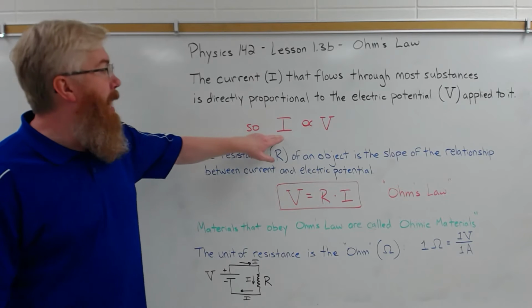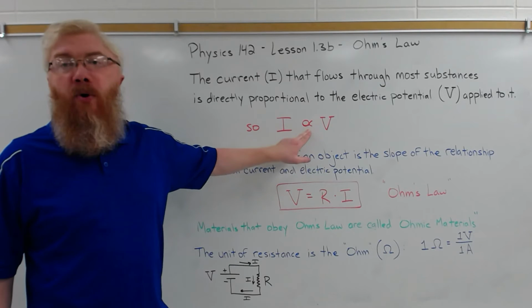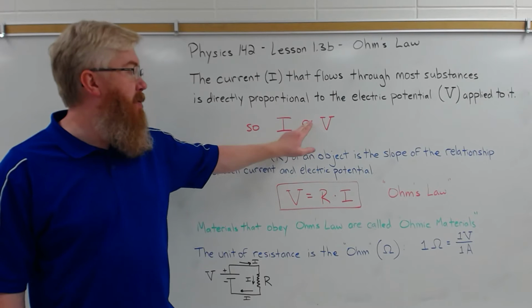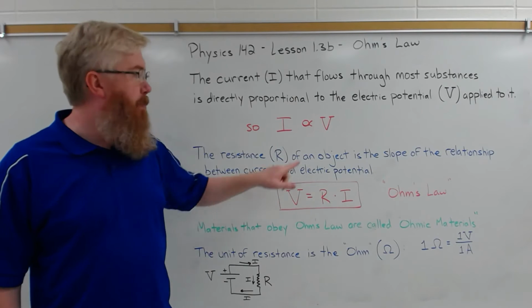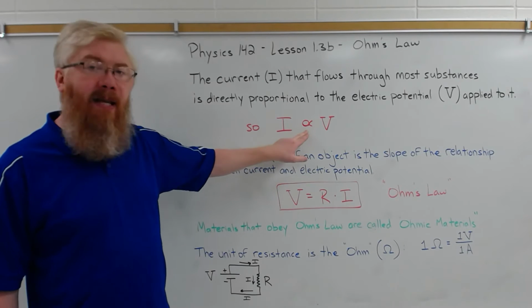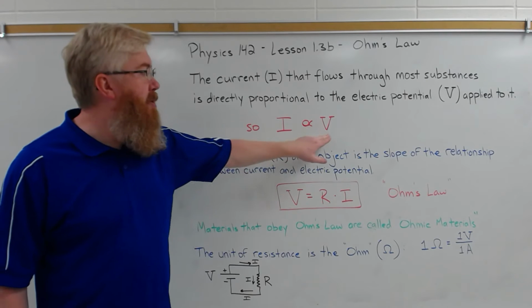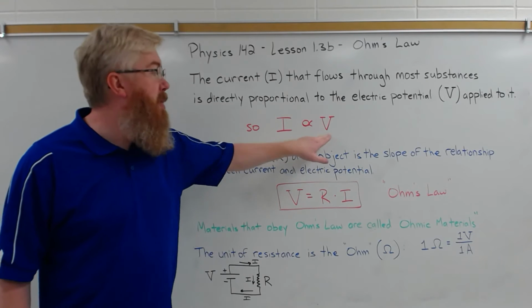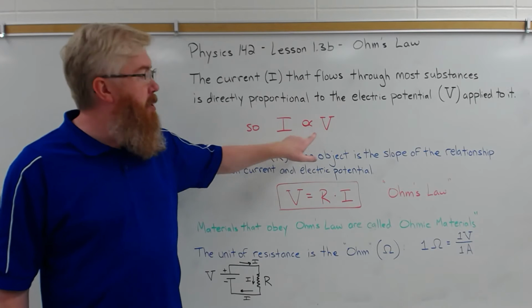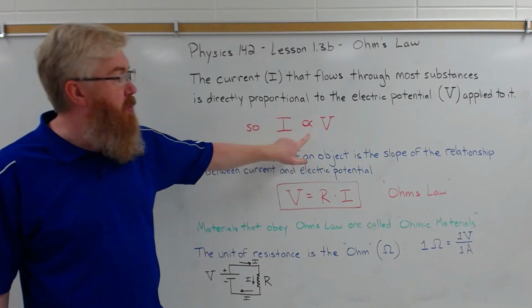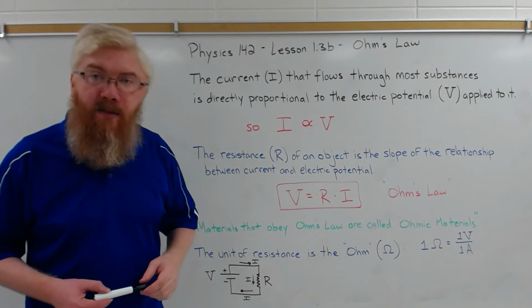Now, how are these related? This is proportional to. That's what this symbol means. It looks like an infinity with part of it cut off. It's not an equal sign, right? These are not directly equal to one another. They're related. If you double the voltage, you double the current approximately. If you triple the voltage, you triple the current approximately.